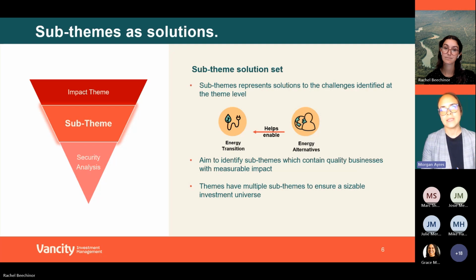For example, something like investing in education is maybe better left to the government, where we can better invest in things like healthcare and fintech, that sort of thing. So we look for sub-themes with quality businesses within it where we as investors can really focus our capital to actively contribute to the solution. And by doing so, we're ensuring the impact we are looking for is measurable and also has the quality businesses that we've mentioned.